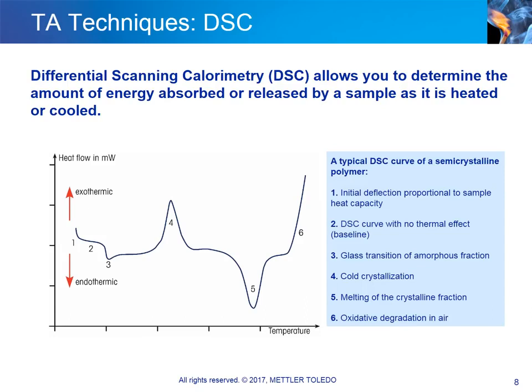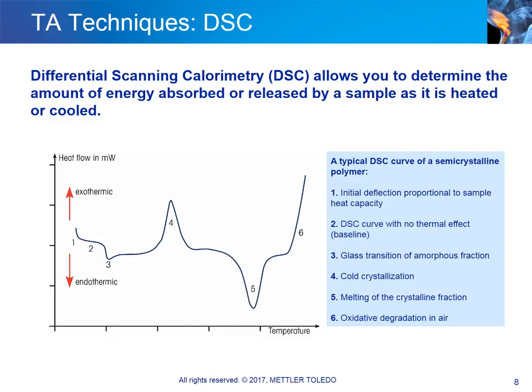Let us begin with DSC. This technique allows us to determine the energy absorbed or released by a sample as it is heated or cooled. There are several different types of DSC instruments. The standard Mettler Toledo DSC measures samples from -150 degrees Celsius to +700 degrees Celsius at heating rates of up to 300 Kelvin per minute.